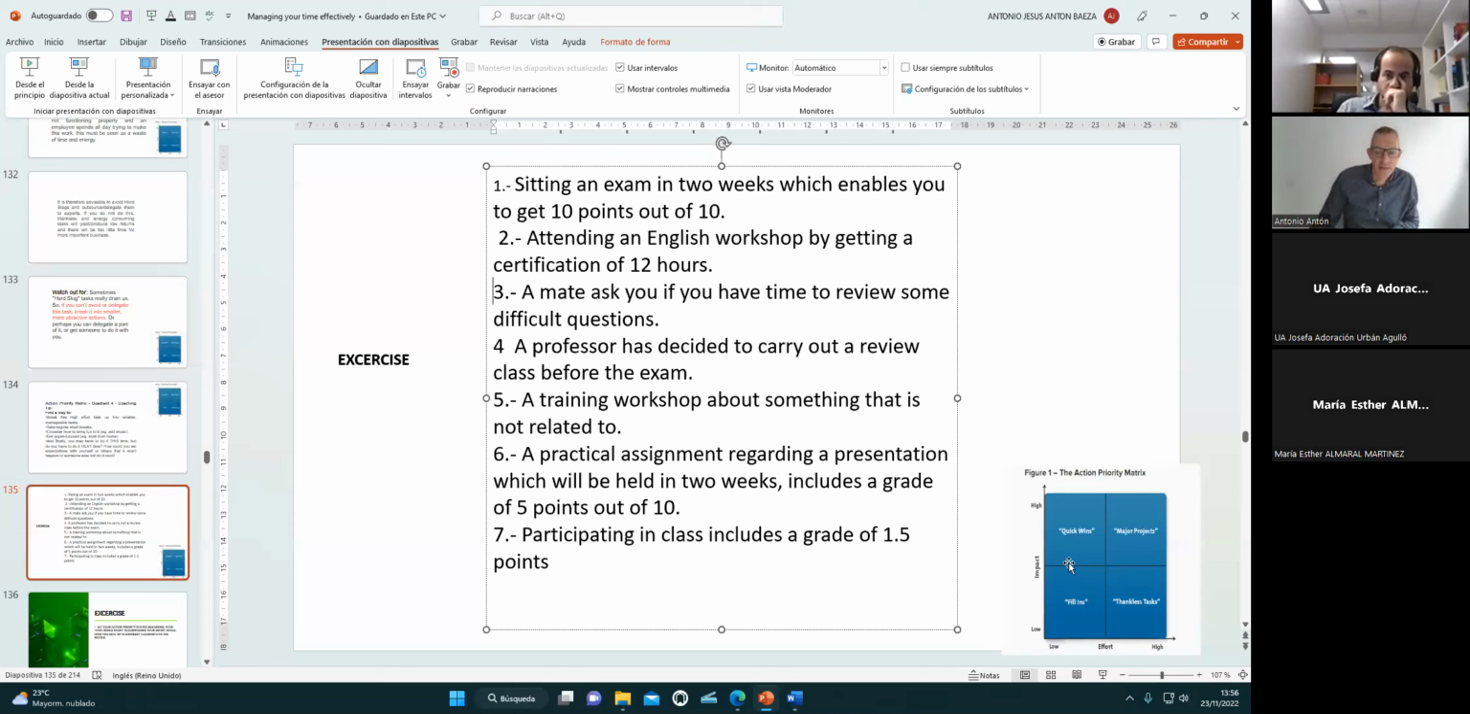Participating in class includes a grade of 1.5 points. This is one of my students in tourism, the students, including the participating in class. So I encourage them to participate in class because by doing so, they can get a 1.5. And it involves low effort. However, the impact is really high. Look at this, it's 1.5 points.